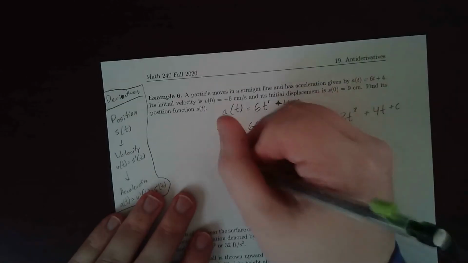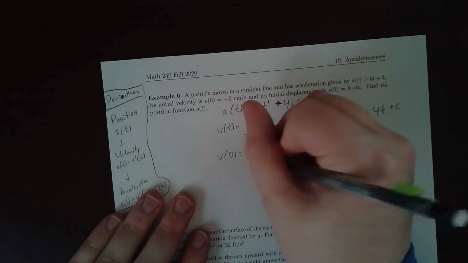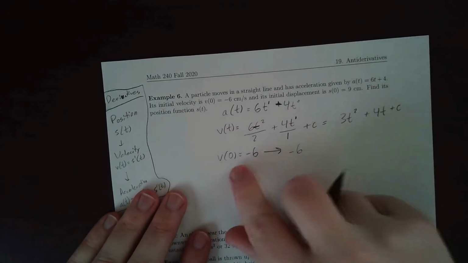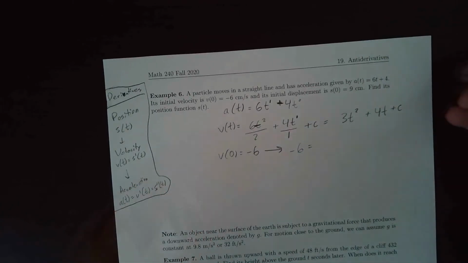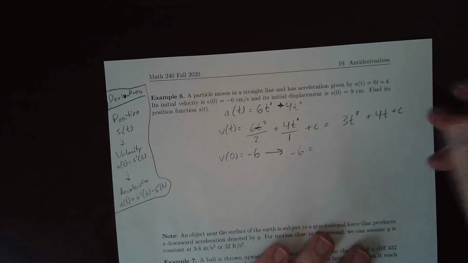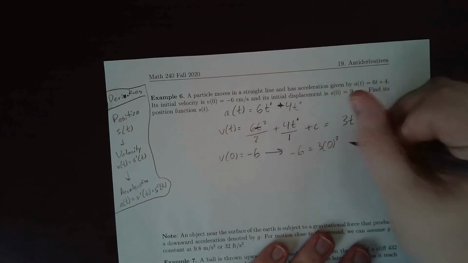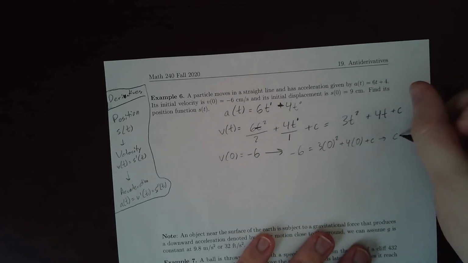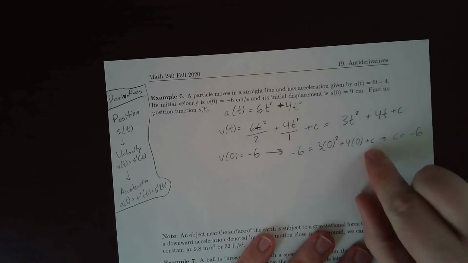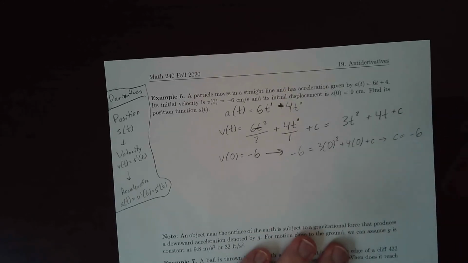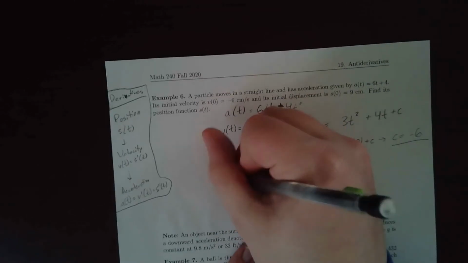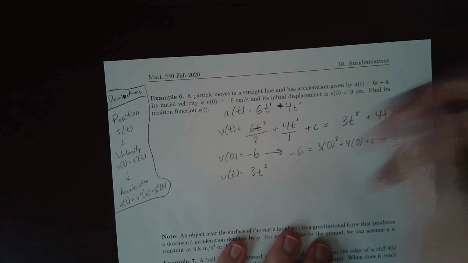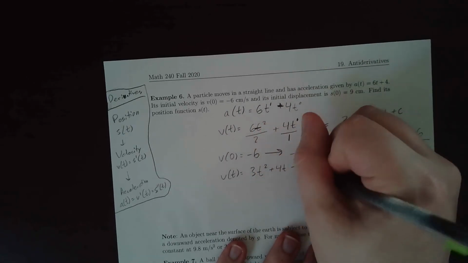Now we know that v of 0 equals negative 6, which tells us then if we set this equal to negative 6 and plug in zeros for t's, we should be able to figure out what c is. So this means that we have 3 times 0 squared plus 4 times 0 plus c equals negative 6. But at the end of the day, what that'll tell us is that c is equal to negative 6, because it'll be c plus 0 plus 0. So that's going to help us out. That means that velocity is going to be 3t squared plus 4t minus 6.